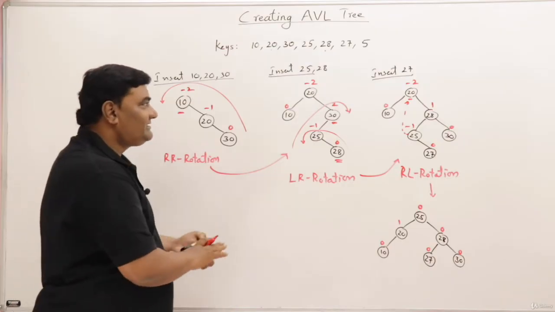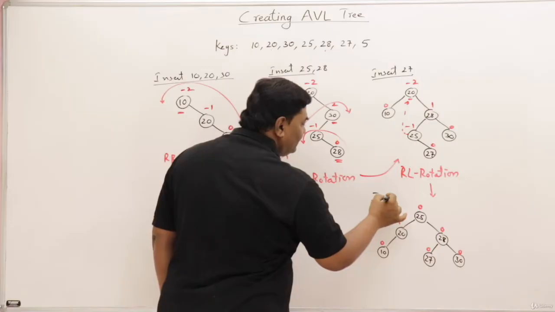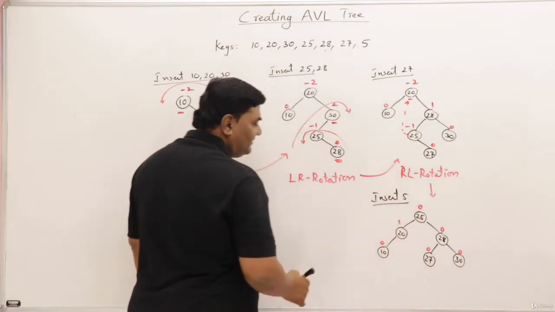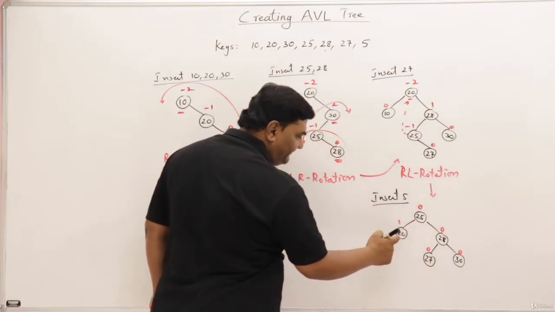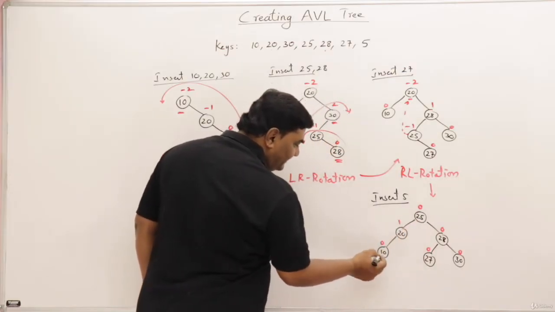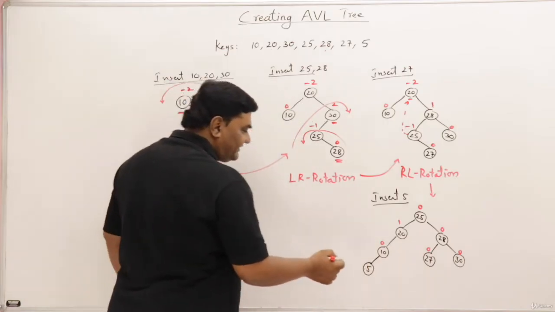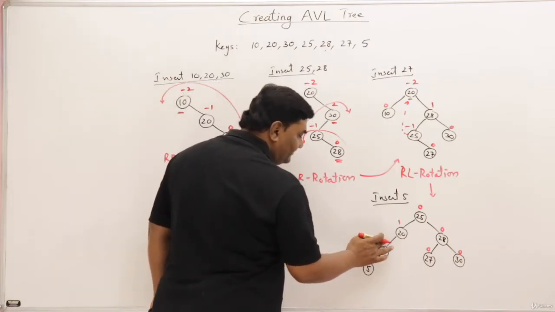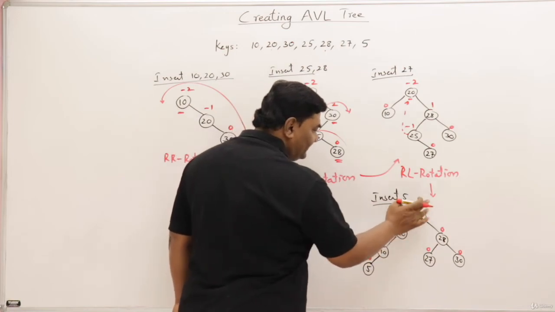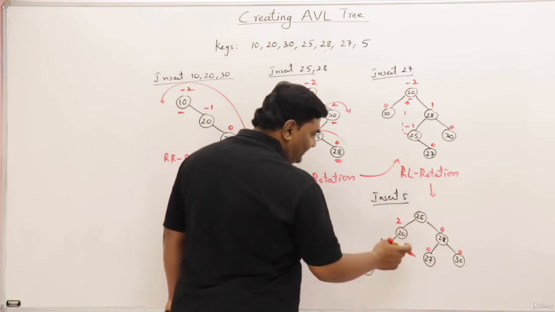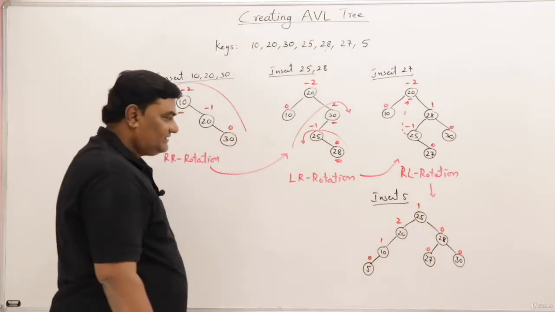Now one last key is remaining, that is 5. Insert 5. 5 is smaller than 25, smaller than 20, smaller than 10, so it comes as a left child here. Now the balance factors will update. This is 0, this is 1, and this is 2. And this one is 1, 2, 3, 1, 2. So this becomes 1.